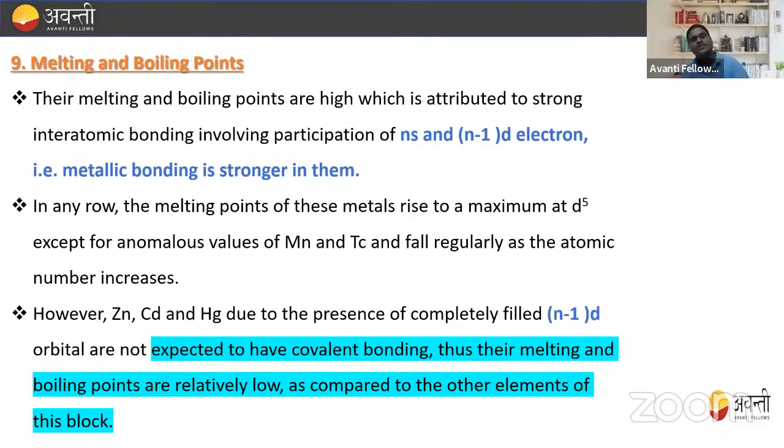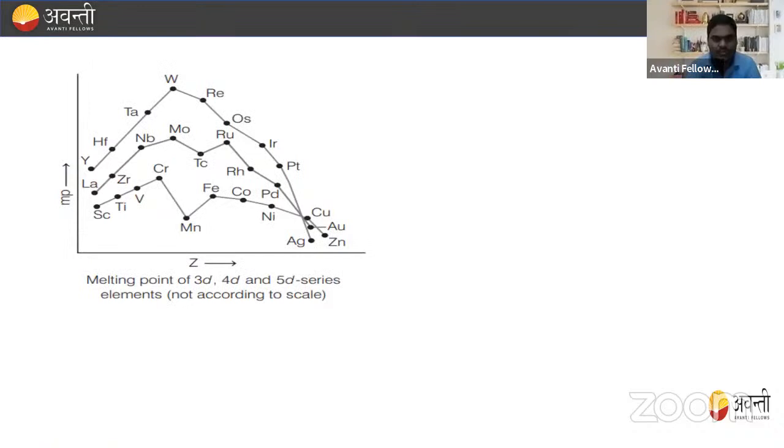That is, zinc, cadmium, and mercury, due to the presence of completely filled (n-1)d orbitals, are not expected to have covalent bonding. Thus, their melting and boiling points are relatively low as compared to the other elements of this block. So this is all about the melting and boiling point.